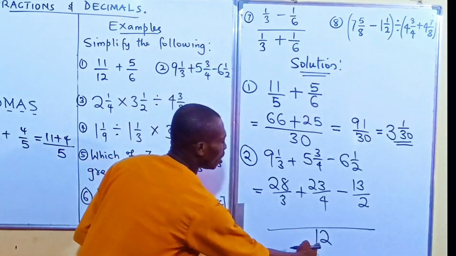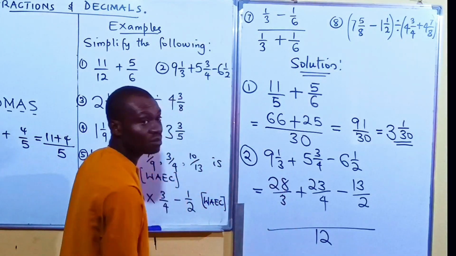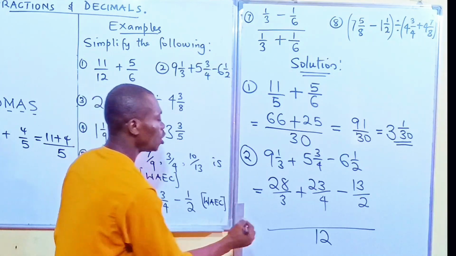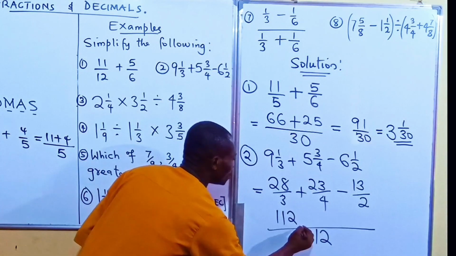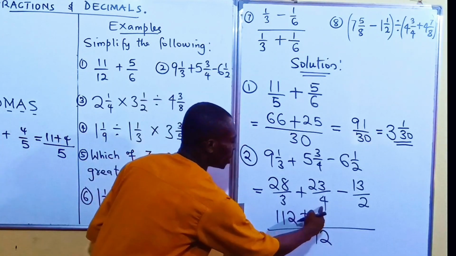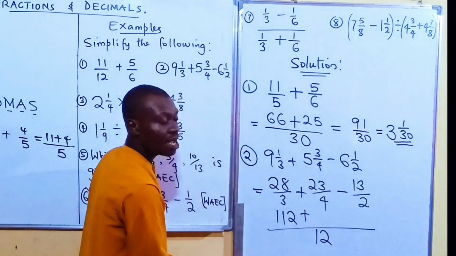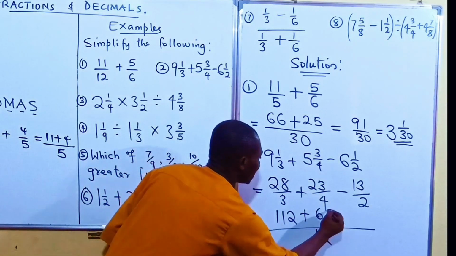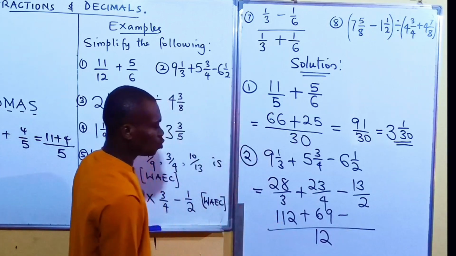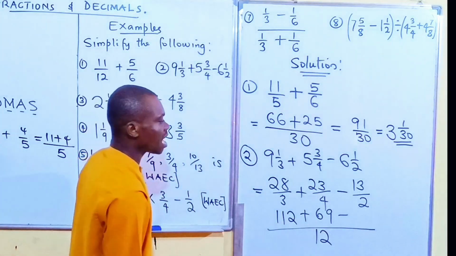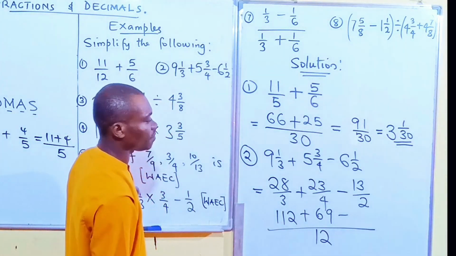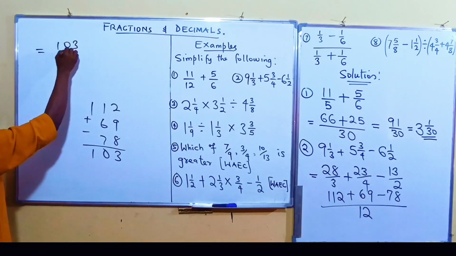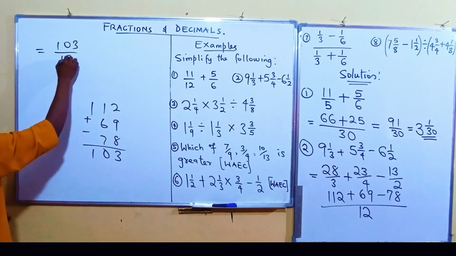So 3 into 12 is 4. 4 times 28 is going to give us 56 times 2, which is 112. Then plus 4 into 12 is 3, and 3 into 23 is going to give us 69, minus 2 into 12 is 6, and 6 into 13. All right, let's come over here, and that is 103 all over 12.